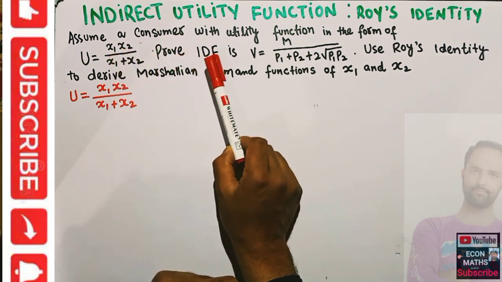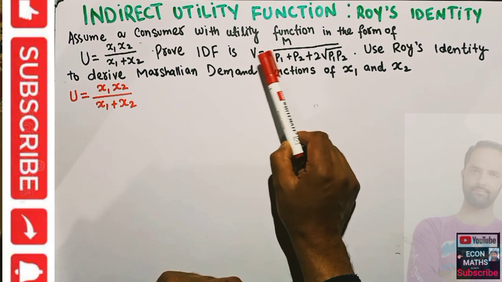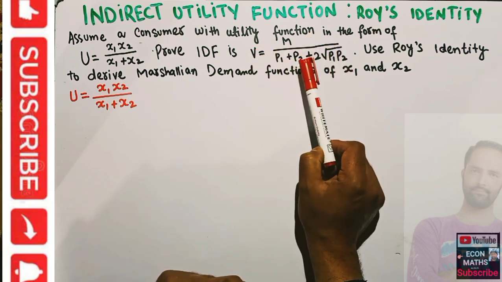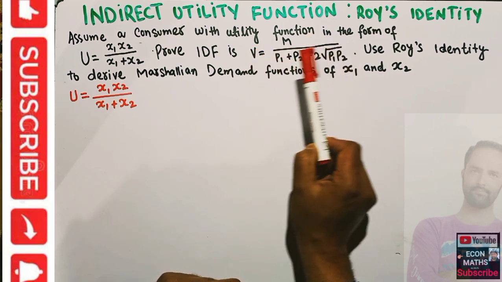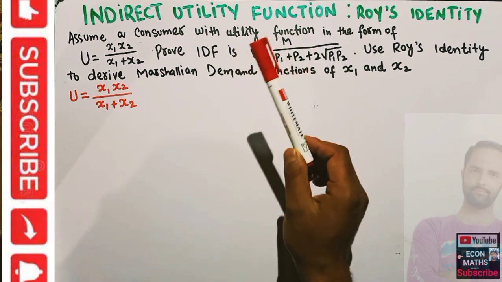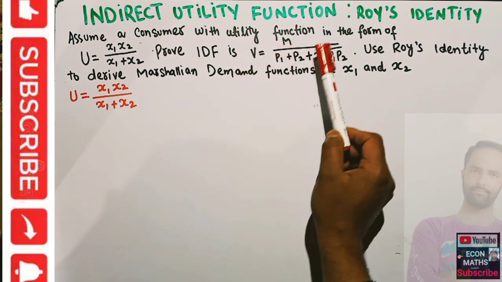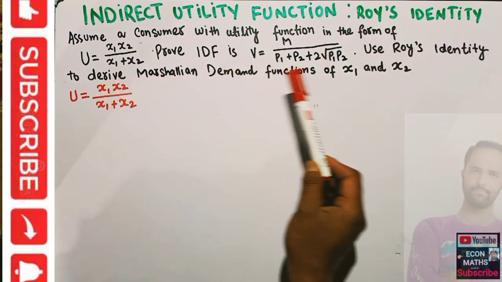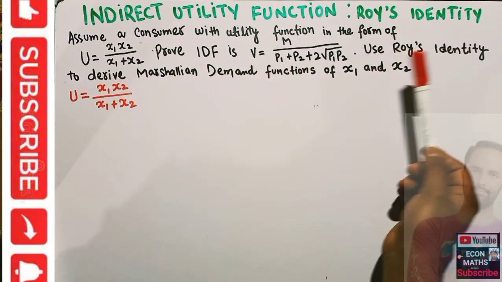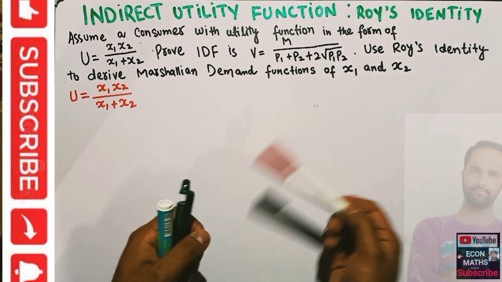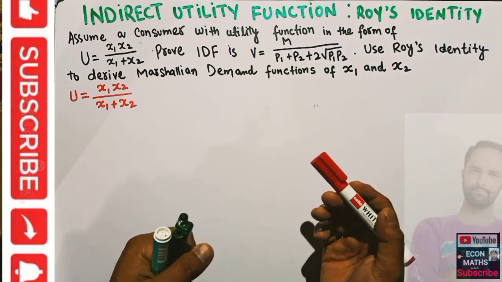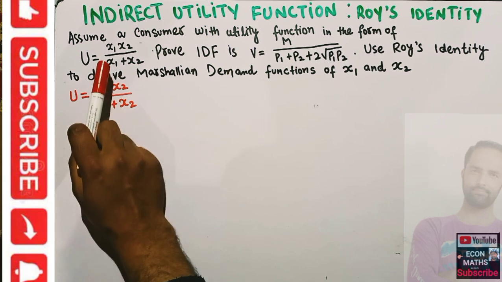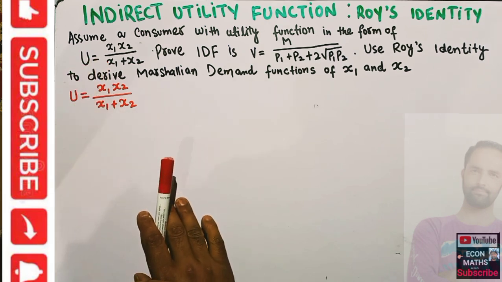Prove that the indirect utility function, that is v, is equal to m upon p1 plus p2 plus twice the square root of p1 p2. We need to prove that the indirect utility function for the consumer will be this. Use Roy's identity to derive the Marshallian demand functions of good x1 and x2. We have to use Roy's identity also to derive the Marshallian demand. Okay, now we are being given the utility function of a consumer.